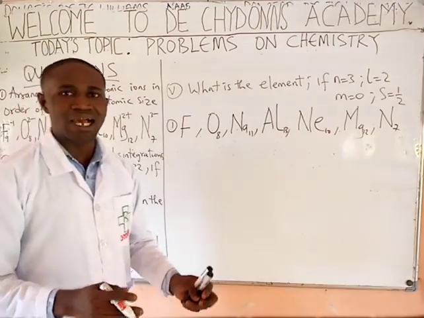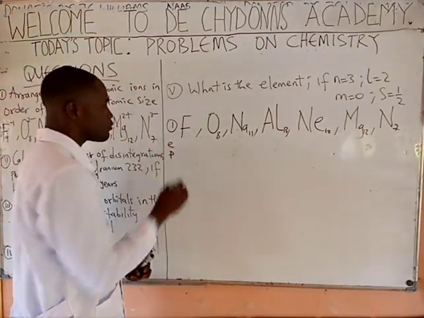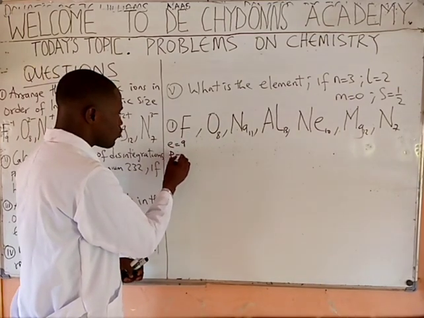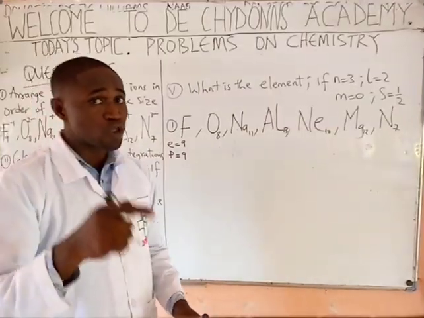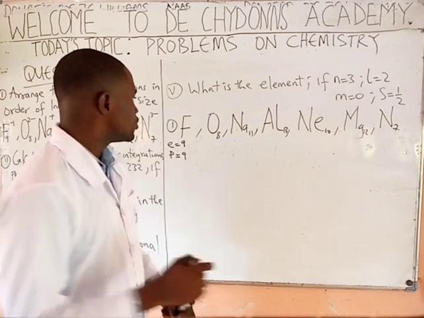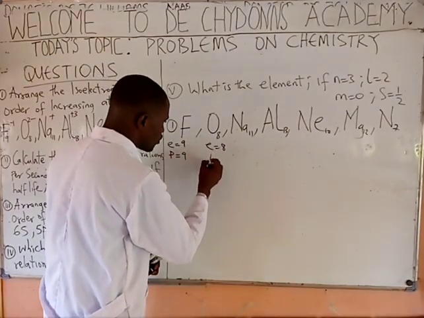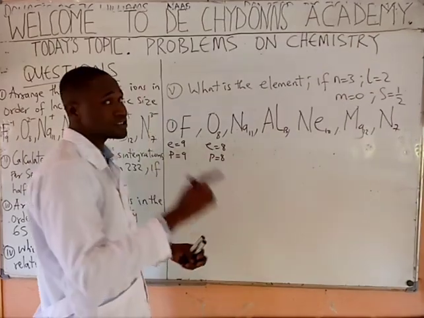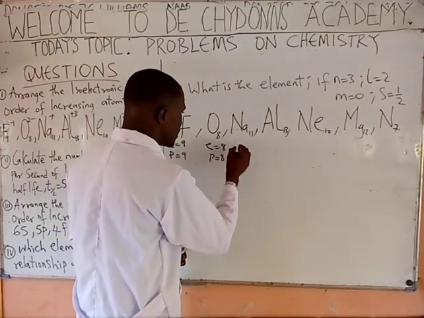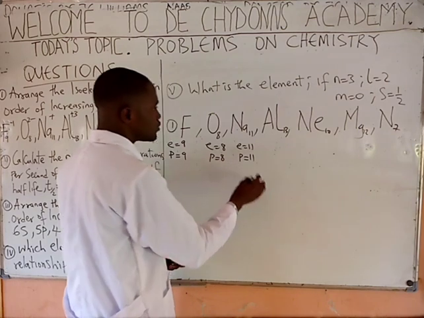Remember, in an electrically neutral atom, the number of electrons will be equal to the number of protons. So the number of electrons for this will be 9, and the number of protons will be 9. And remember that the proton is located inside the nucleus of the atom. Then this one, electron equal to 8, proton equal to 8, because in an electrically neutral atom, their numbers must be equal. Then electron equal to 11, proton equal to 11.